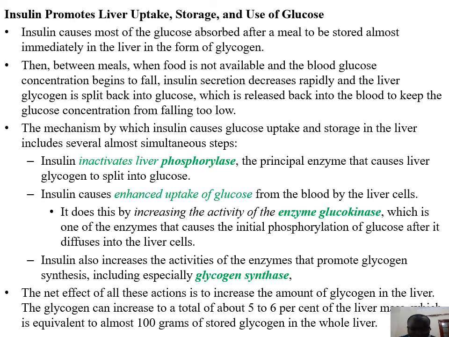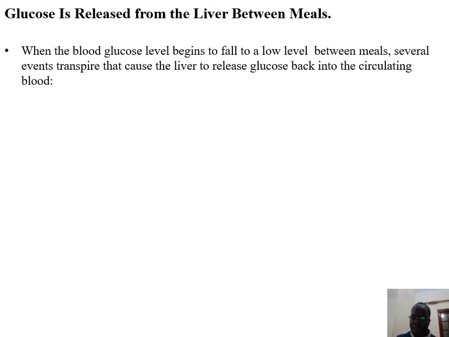The net effect of all these actions is to increase the amount of glycogen in the liver. The glycogen can increase to a total of about 5 to 6% of the liver mass, which is equivalent to almost 100 grams of stored glycogen in the whole liver. So you have much of the glycogen that is stored there.